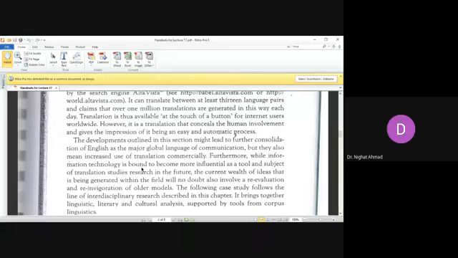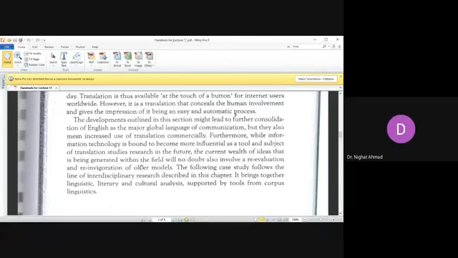Okay, so the following case study follows the line of interdisciplinary research described in this chapter. It brings together linguistic, literary, and cultural analysis supported by tools from corpus linguistics. Okay. So we're going to look at one sample, the way your book gives it, that it gives one or two case studies based on some model.